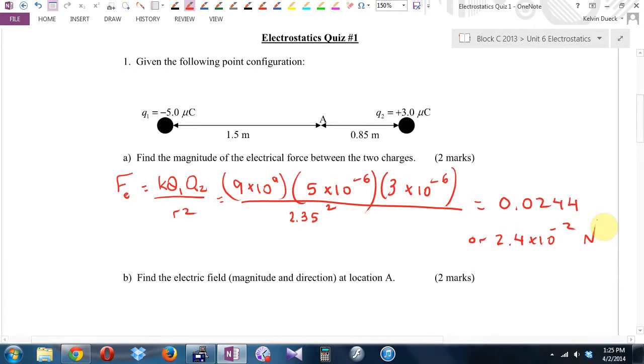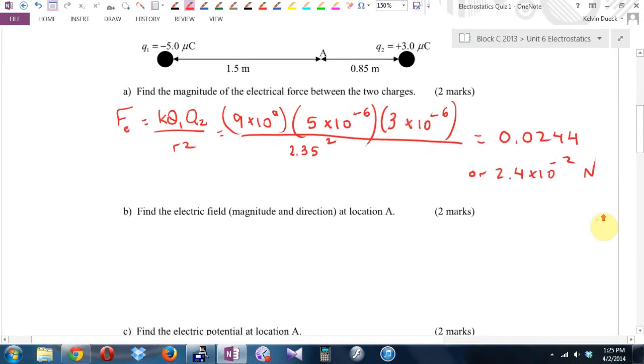Attract. Usually what I'll do is I'll tell you one of the points is a fixed point. That means it's not allowed to move, and that way you're looking at the other point and you can say, oh, is it moving to the left or moving to the right? Right? Find the electric field, magnitude, and direction.